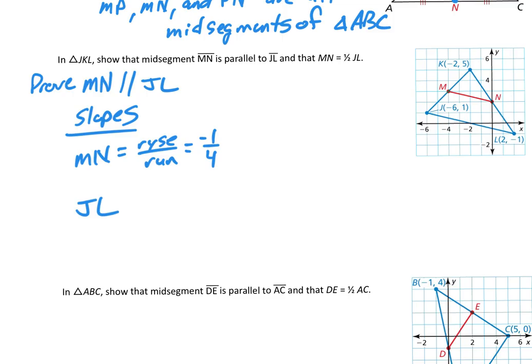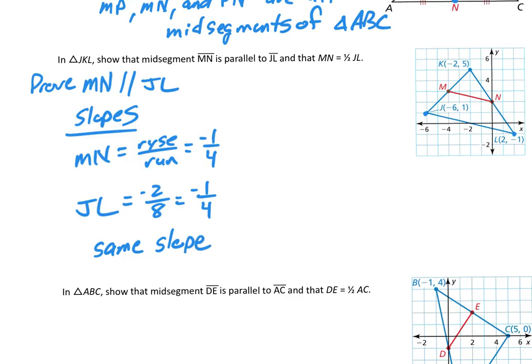Okay, for JL, if I'm going to go from J to L, this time we're going to go down 2, and then we're going to go over 1, 2, 3, 4, 5, 6, 7, 8. So we're going to go down 2, over 8. But what can we do to that fraction? Simplify it. Yeah, 2 comes out of each one, right? So this would become negative 1 over 4. Okay, and as I look at those two slopes, what do I notice? They're exactly the same, okay? So they have the same slope, so we know that they are indeed parallel to one another.